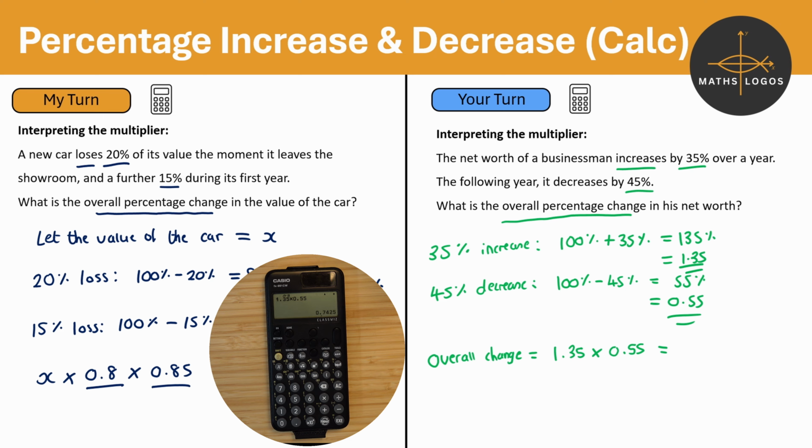And it gives you this value here, which is 0.7425. So the first thing to say is that this is a decrease because it's less than 1. If you multiplied something by this, the value would go down, so it's a decrease. Let's interpret what this multiplier means. And to do that, we're going to turn it into a percentage.